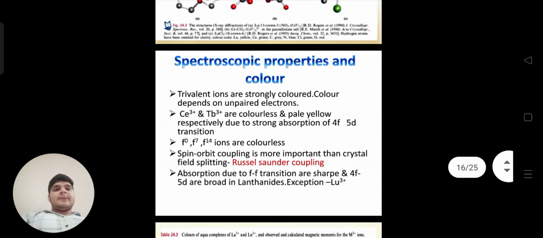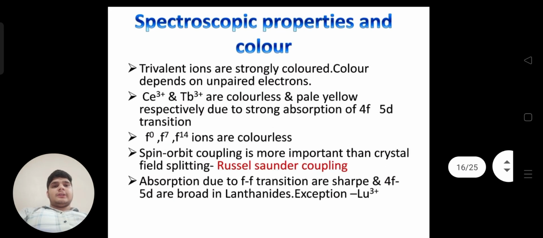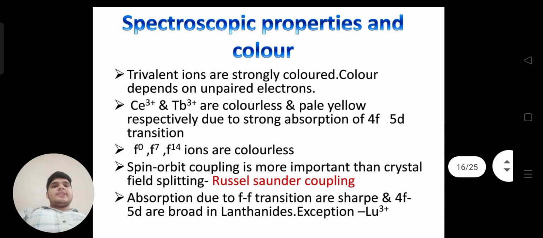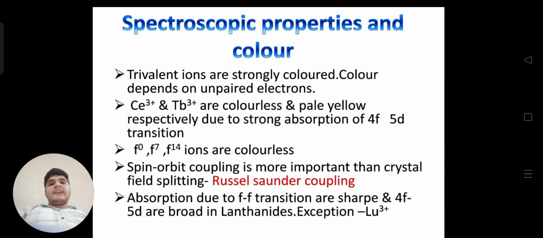Now let's see the spectroscopic properties and color. The trivalent ions are strongly colored. Color depends on the unpaired electrons. Cerium and terbium are colorless and pale yellow respectively due to the strong absorption of the 4f-5d transition. The f0, f7 and f14 ions are colorless because in these the configuration is empty, half-filled and fully filled respectively.